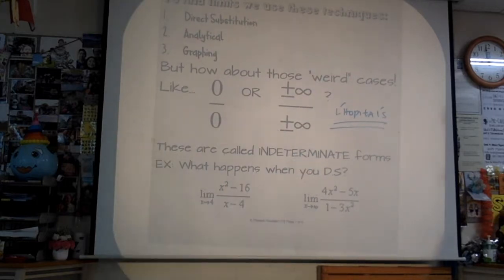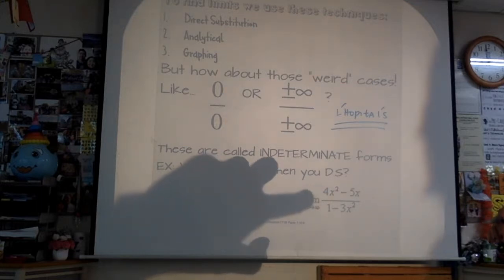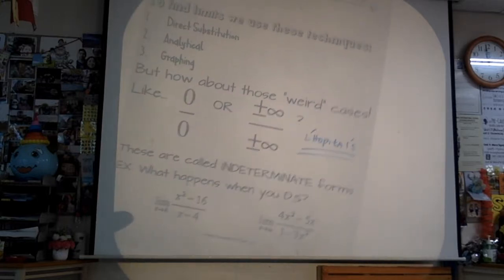Example, like you've seen these cases before. For example, when I plug in 4 here, it becomes 0 over 0. Now here, it becomes what? So these are indeterminate forms. You can't just do direct substitution. All right? So I'm going to change the page, and we're going to go through some examples, case by case.